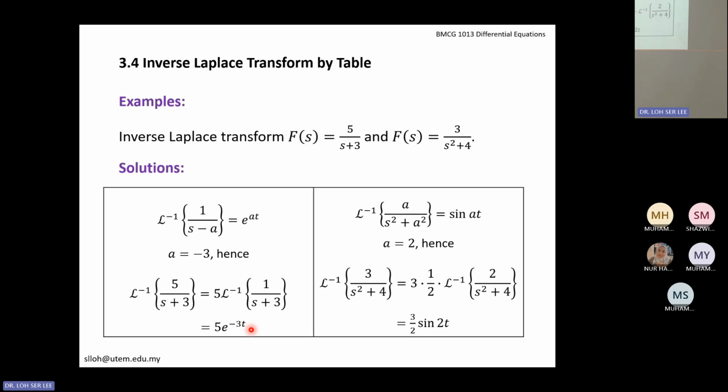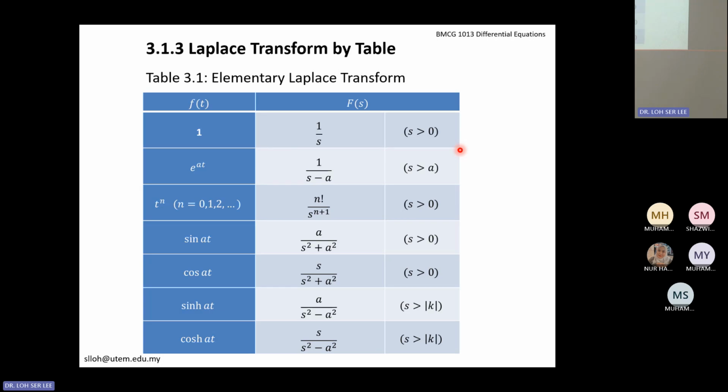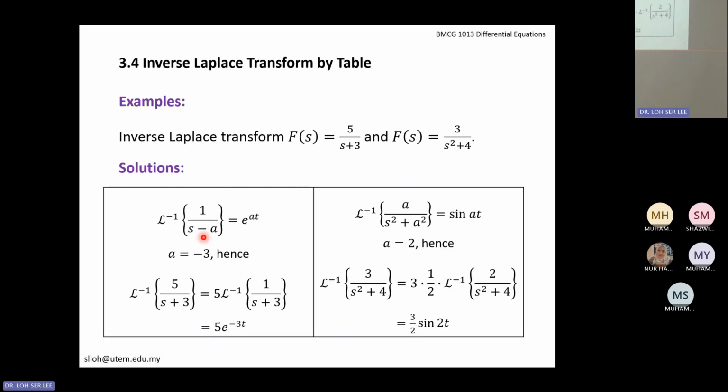The second example, 3 over s squared plus 4. First, we look at the denominator. This is s squared, and this is a plus. So from the list, we need the s squared plus, either this one or this one, because this one is for minus. Next, we look at the top whether there is an s. If there is an s, it will be cos. If there is no s, it will be sine. There is no s, so it will be sine. So we will use this formula.